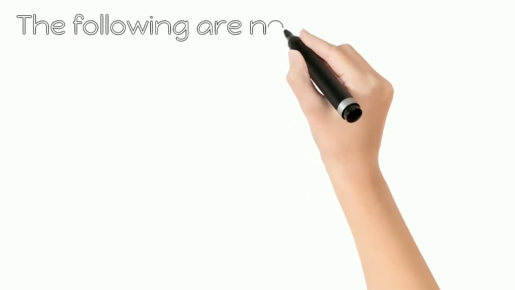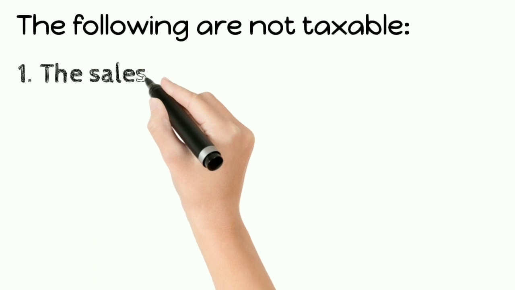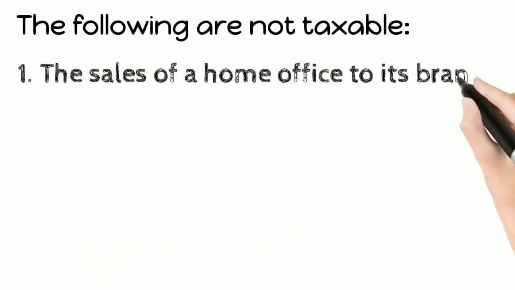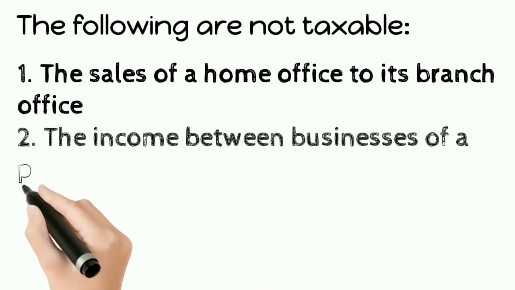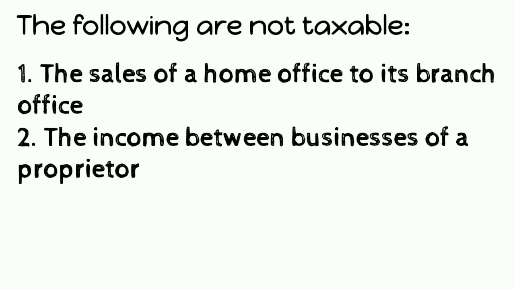The following are not taxable. First, the sales of a home office to its branch office. And second, the income between the businesses of a proprietor. Yung sale ng home office sa branch office is not taxable kasi yung home office and yung branch office ay iisang entity. Let's say for example, yung home office is nakalocate sa Manila at yung branch office nakalocate sa province. Kahit na magkaiba sila ng location, they pertain to same entity pa rin.